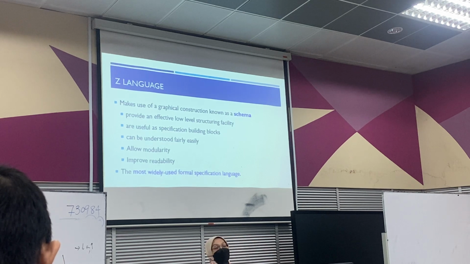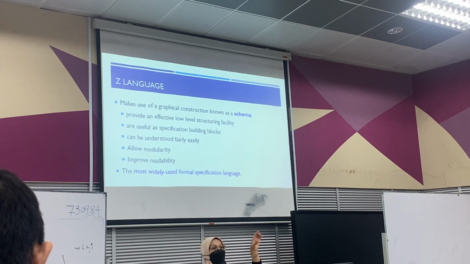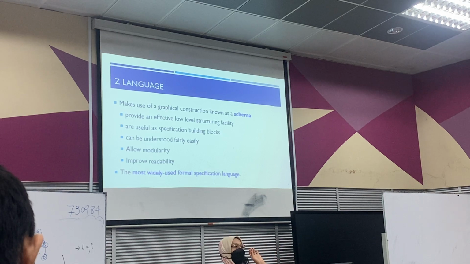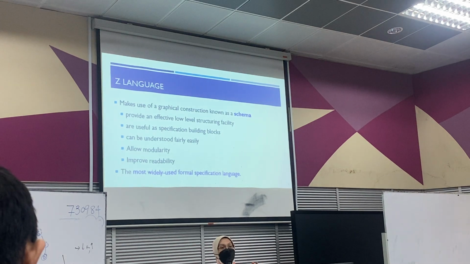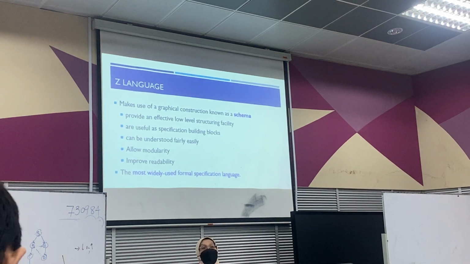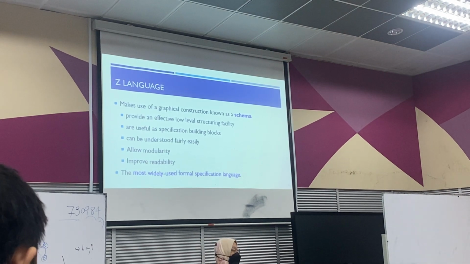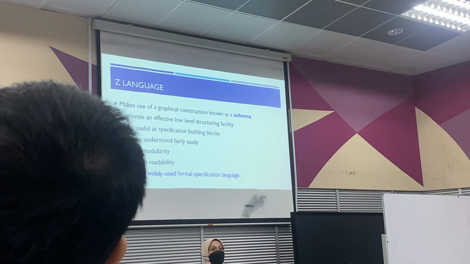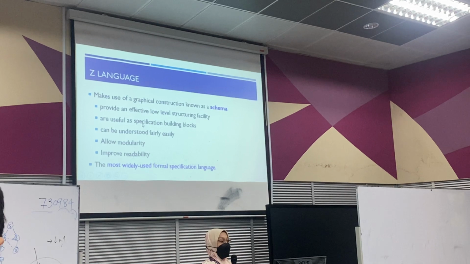Similar to when you draw a class diagram, you have the name of the class, and the attributes and operations and so on. The same case here: you have the name of the schema, you have the predicate part, and you have the declaration part also. So you are going to know what to put inside each of these parts, to show whether it is a state space schema, an initial state, or any query state, operation state, and so on. We call this graphical notation a schema.